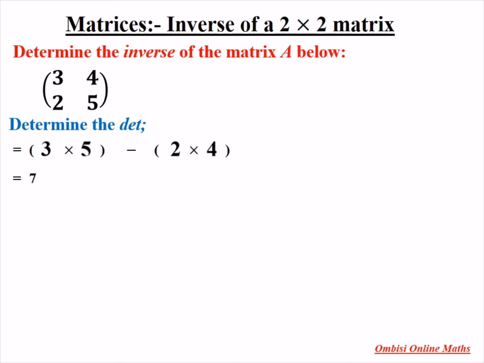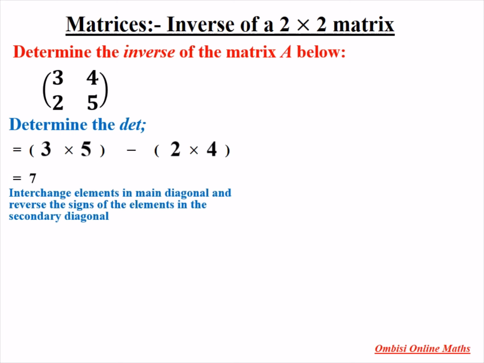Then after this, what do you do? You interchange the elements in the main diagonal, or the leading diagonal, that is 3 and 5, and reverse the signs of the elements in the secondary diagonal. What do I mean by this? The elements in the leading diagonal, 3 and 5, are interchanged. After you interchange them, the elements in the secondary diagonal, you negate, or reverse the signs. So 2 and 4, all of them positive, you reverse the sign and they become negative. So you have -2, -4.